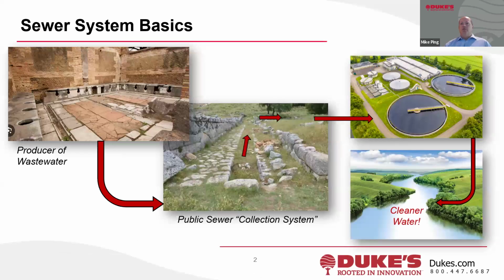Yeah, so just to make sure we don't leave anybody behind, an overview of the basics of a wastewater system. There's some sort of producer of wastewater over on the left. That's an old Roman bathhouse or bathroom of some sort. Today in modern times that'd be a house, an industry, a business, but it would be piped up to the collection system, the center photo there. Again, this one is very old, but the principle is the exact same principle.